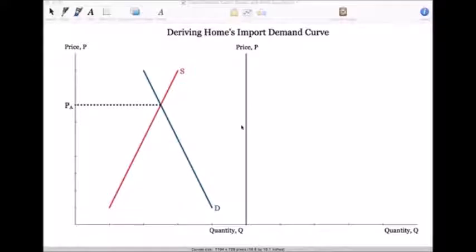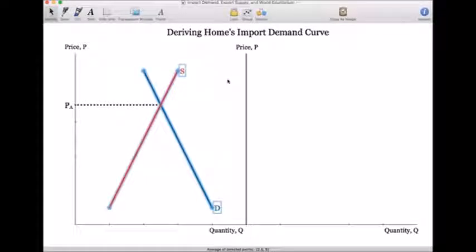So the piece of information that we have in front of us right here is we're looking at the home country. Here we have the demand at home and the supply at home. So this is domestic supply and demand. And this is the price of this particular commodity that is being determined at the home country. So this is the market equilibrium for this product in the home country.